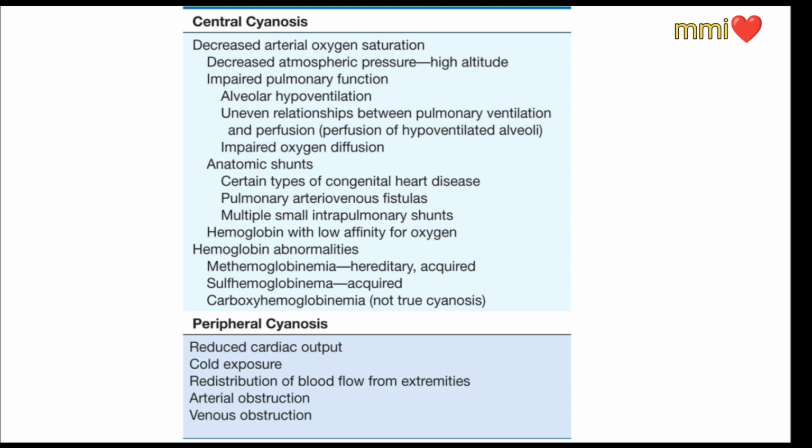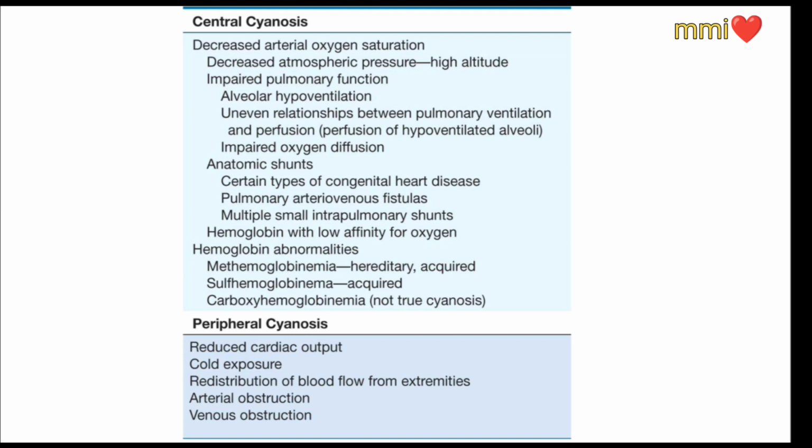Next coming to cyanosis. Cyanosis is a bluish discoloration of the peripheries. It can be of 2 types: central cyanosis and peripheral cyanosis. Causes of central cyanosis: decreased arterial oxygen saturation, in a high altitude, impaired pulmonary function, alveolar hypoventilation. Totally there is a decrease in oxygen saturation.